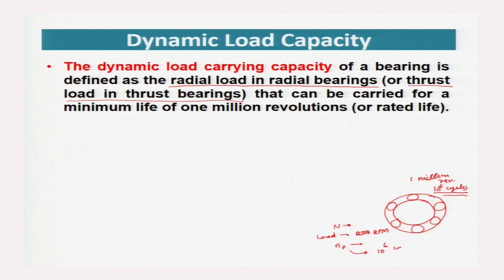So let this be the number of cycles, or the revolutions, of the rated life, 10 to the power 6 cycles. What you will do is apply a load in such a way that those n number of identical bearings are run at a particular RPM, and up to 10 to the power 6 cycles, only 10% of the bearings have failed. Then this load is called the dynamic load capacity.